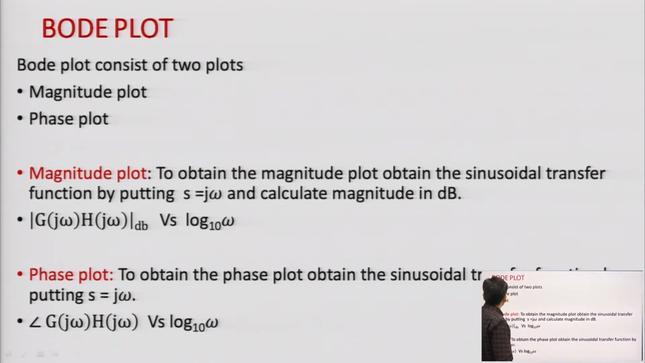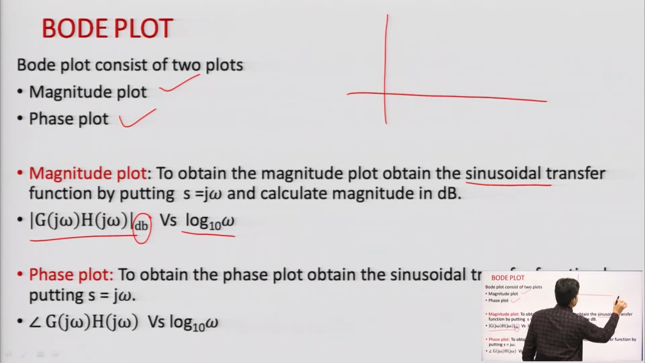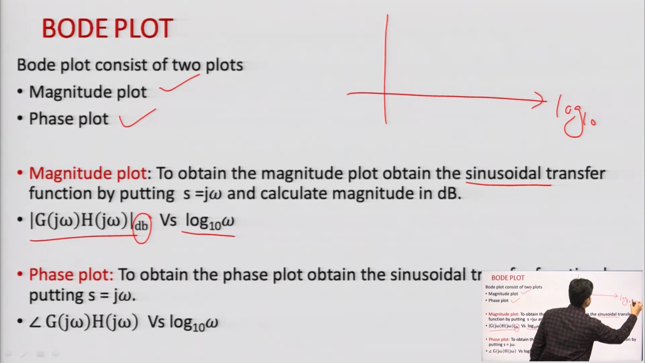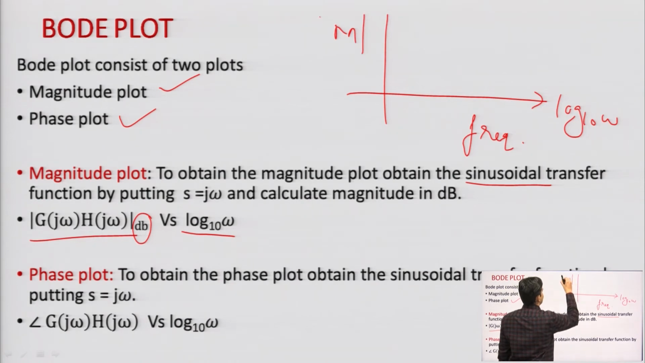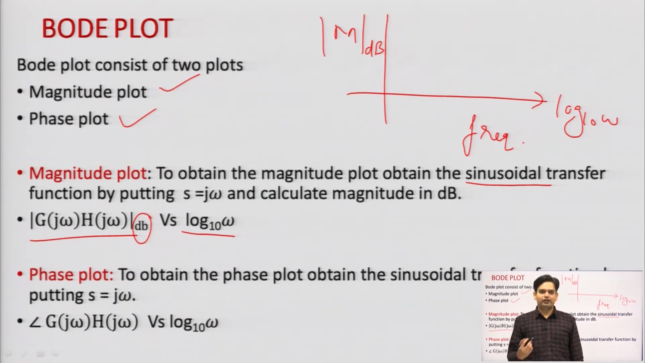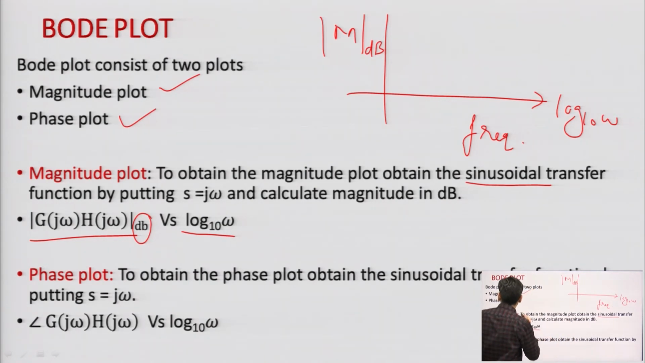So, basically Bode plot consists of two plots, one is magnitude and the other is phase plot. Okay. So, the magnitude plot is obtained by putting s equal to j omega, that is the sinusoidal transfer function, okay, and this plot will be between the mod of G(j omega)H(j omega) in dB versus log 10 of omega. It means in the x axis we will take log of omega, this is my frequency in log, and here in the y axis I will take magnitude, but in dB. Okay. So, this is my Bode plot. It will consist of two, one is magnitude and phase.